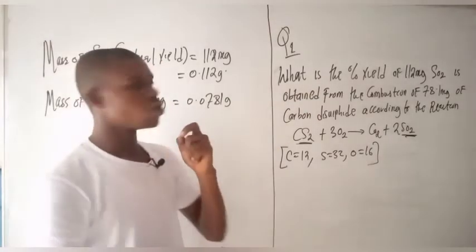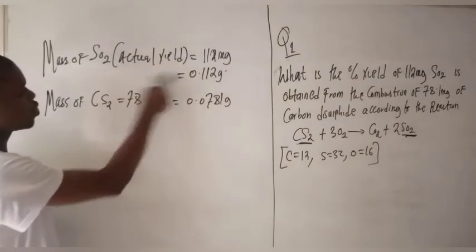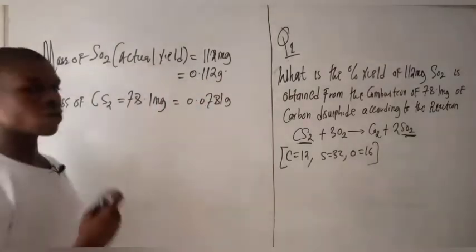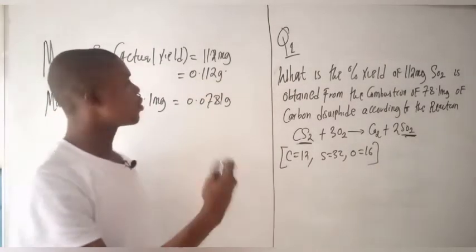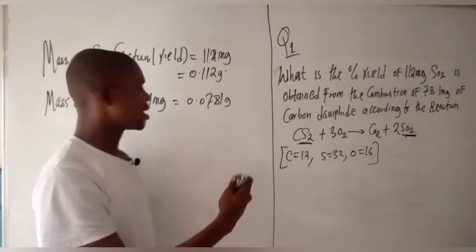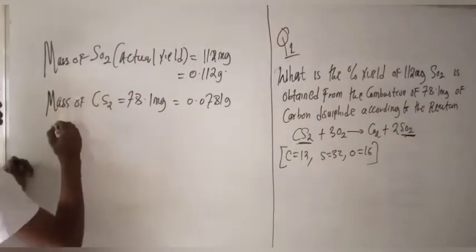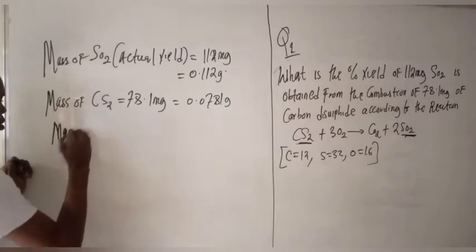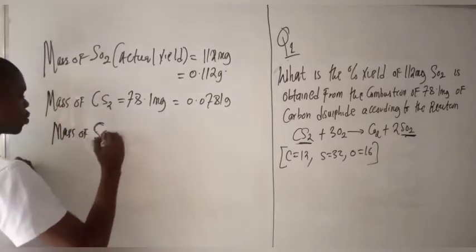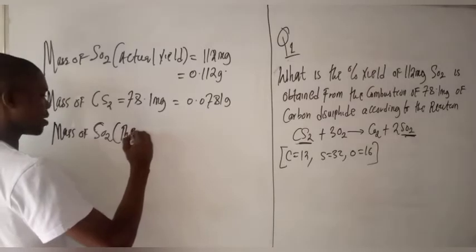So now what you want to do here, remember you have to calculate your percentage yield. Therefore you have to know your actual yield, which we have already been given. Now we have to calculate the theoretical yield of the product. So theoretical yield, which is the mass of SO2, again you have to calculate, is called the theoretical yield.